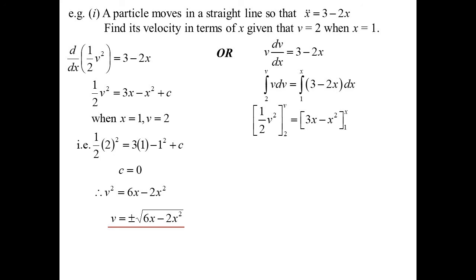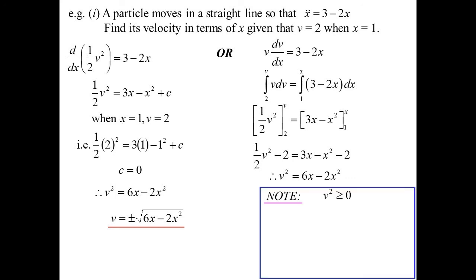I can now sub into that and get that a half v squared minus 2 is 3x minus x squared minus 2. The minus 2's cancel and I end up with the same equation: v squared is 6x minus 2x squared. I just think that's a neater, cleaner way of doing it. Notes: velocity squared, of course, is going to be positive or 0. So it actually tells me a bit more about this little particle, because that means 6x minus 2x squared is always greater than or equal to 0.